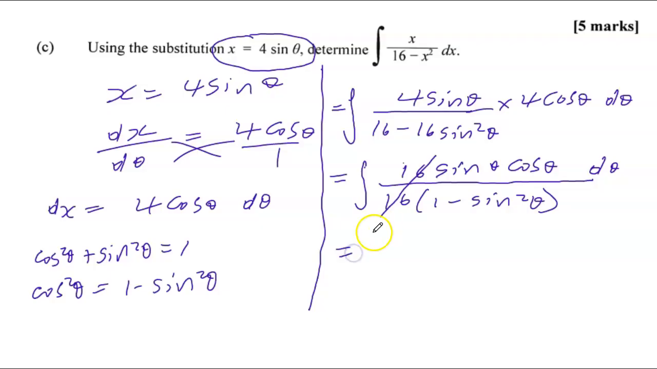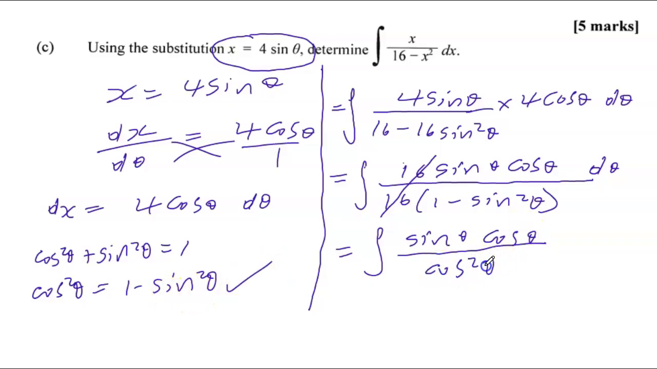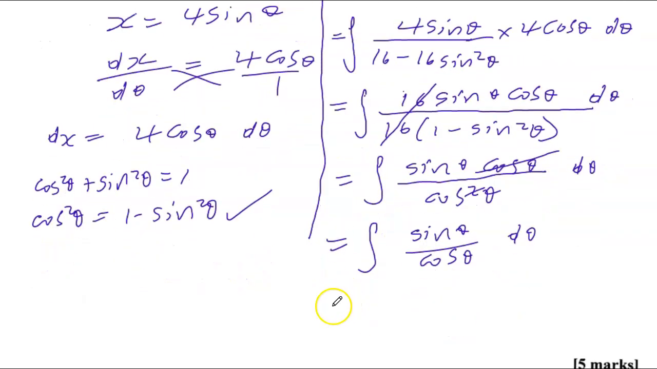So what we actually have now is the integral of sine theta cos theta over cos square theta d theta. So we can reduce even further. Cos square theta is cos times cos, so cos will cancel here, and we're left with sine theta over cos theta d theta. And the integral of sine theta over cos theta, well, sine theta over cos theta, that's actually tan theta.